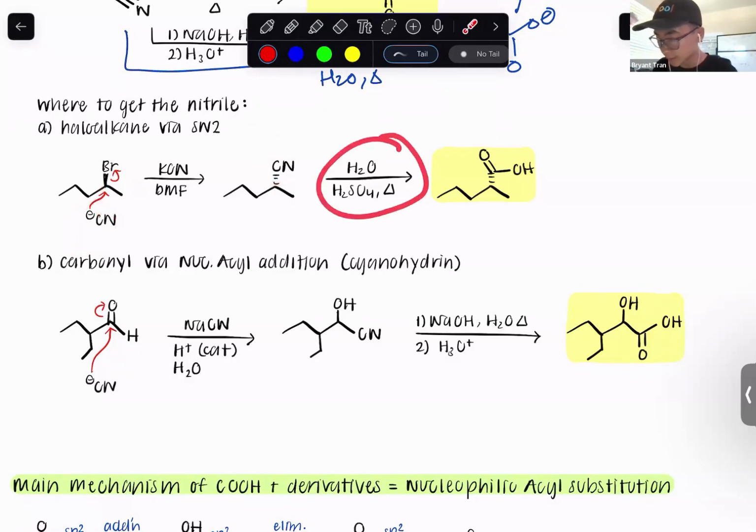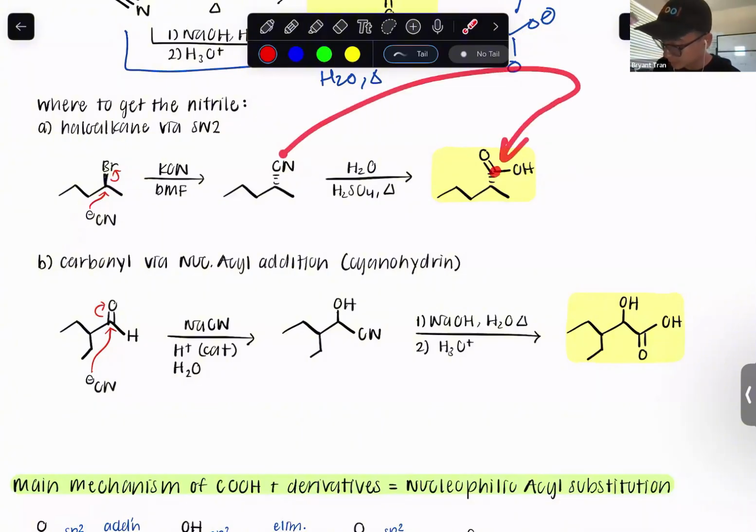And then we could do hydrolysis with acidic conditions, water, acid, and heat to convert this entire nitrile into this carboxylic acid right there, right? And we see here the molecule has one extra carbon. This is the extra carbon right here. And that extra carbon came from this nitrile, okay?